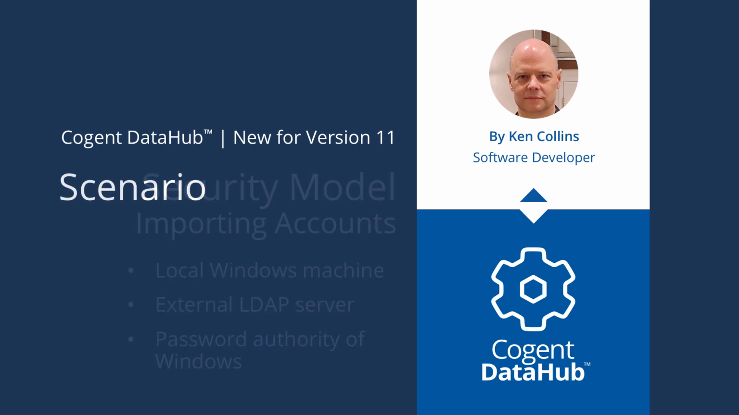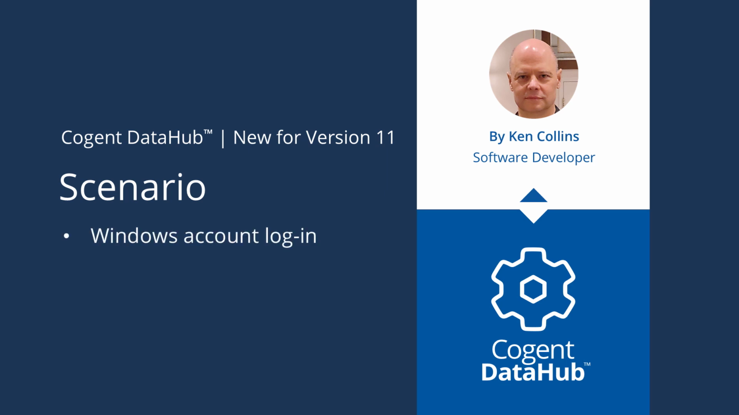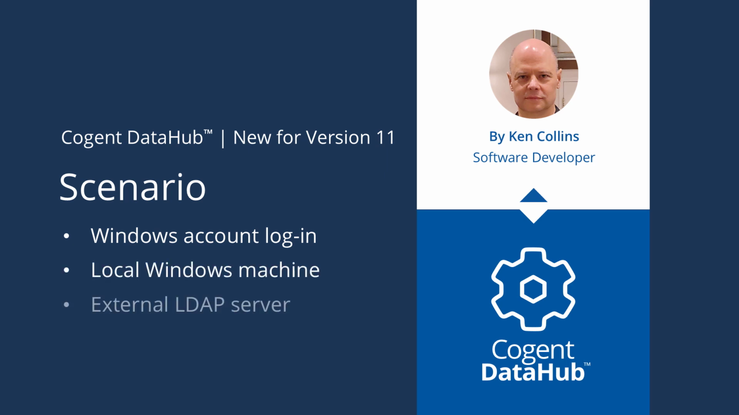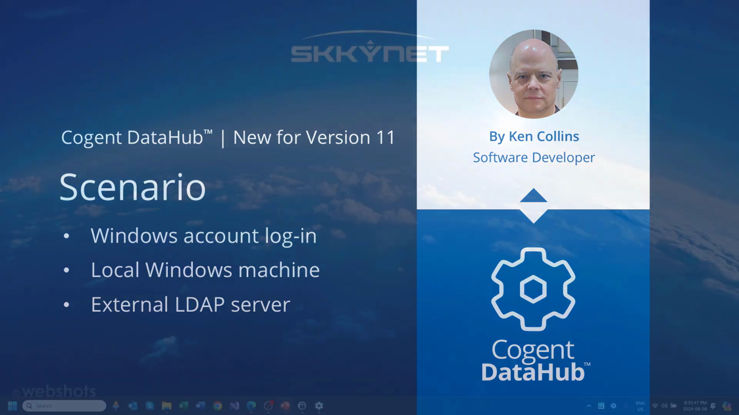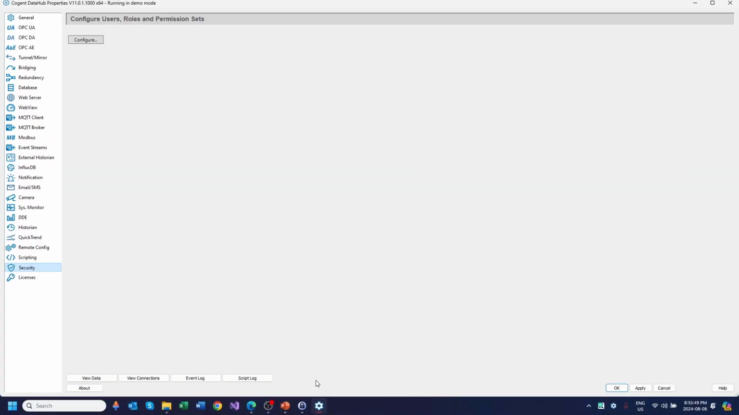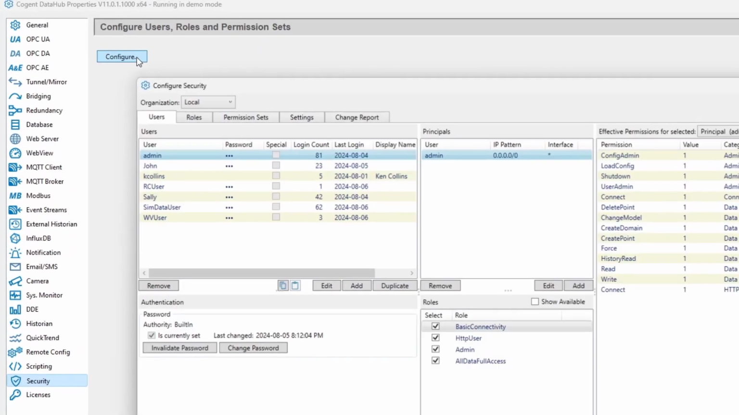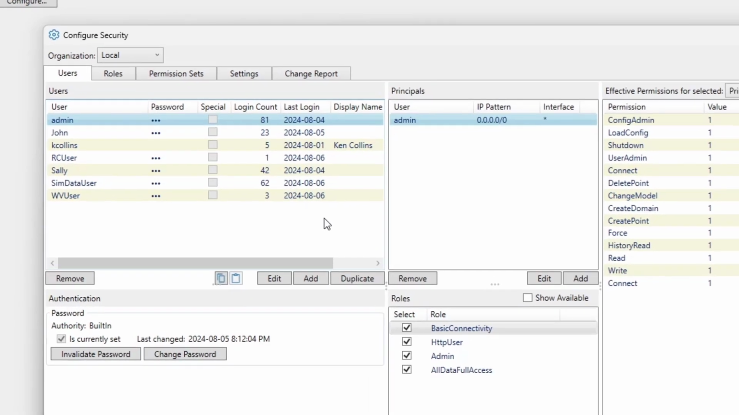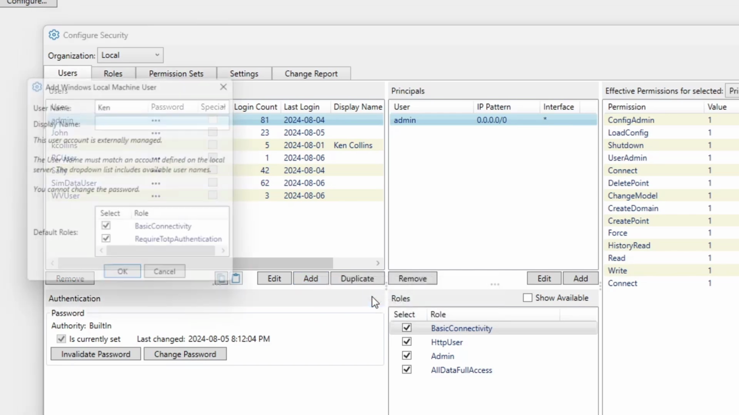The scenario that we're going to use is to enable users to log in with their Windows account, again, whether it's from a local Windows machine account that is running DataHub or the LDAP server. So really what we need to do here is simply start up the DataHub, configure security, and we're going to add or import two different accounts. I'll import my own Windows local machine credential, and I'll start with that. So add Windows local machine.